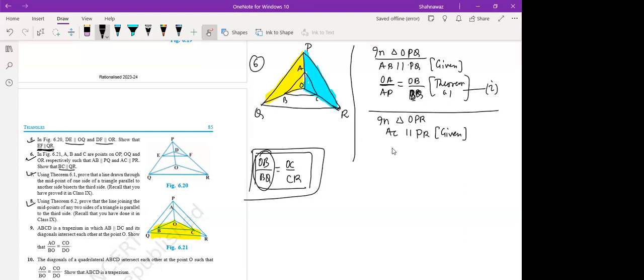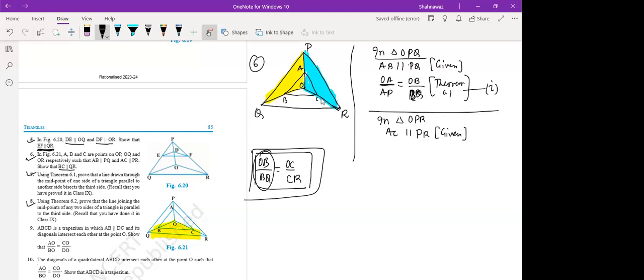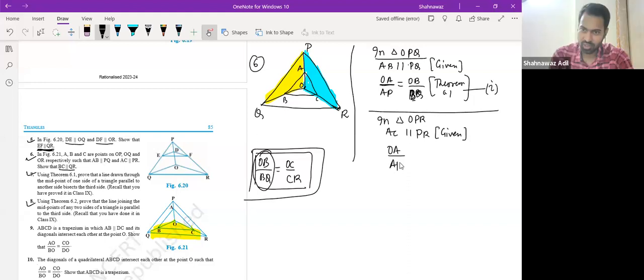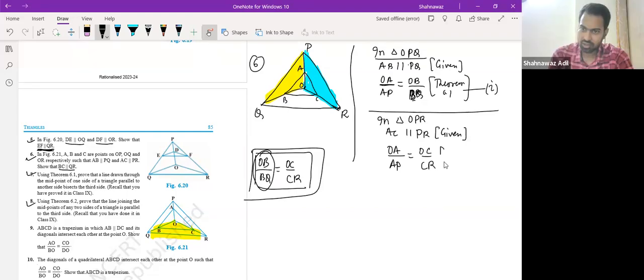It will start with O only. If OPR is the triangle, it will start with O. OA by AP equals OC by CR. Right, this is theorem 6.1. So you see OC by CR. Now we have got the second one also.